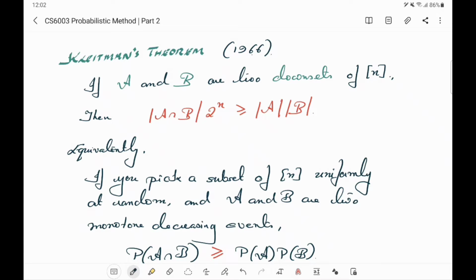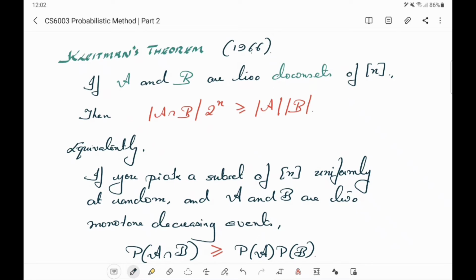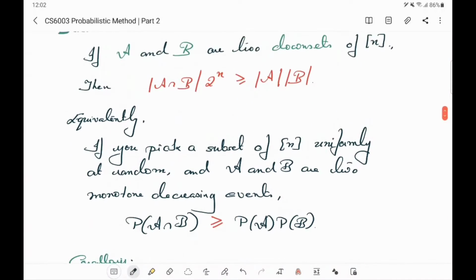And the conclusion of the theorem is that the cardinality of A intersection B is lower bounded by the cardinality of A times the cardinality of B times 2 power minus n. Okay, don't forget this 2 power minus n sitting here, but you can take this 2 power n to the other side and also introduce one more 2 power n on both sides in the denominator to interpret this inequality as an inequality on probabilities, right?